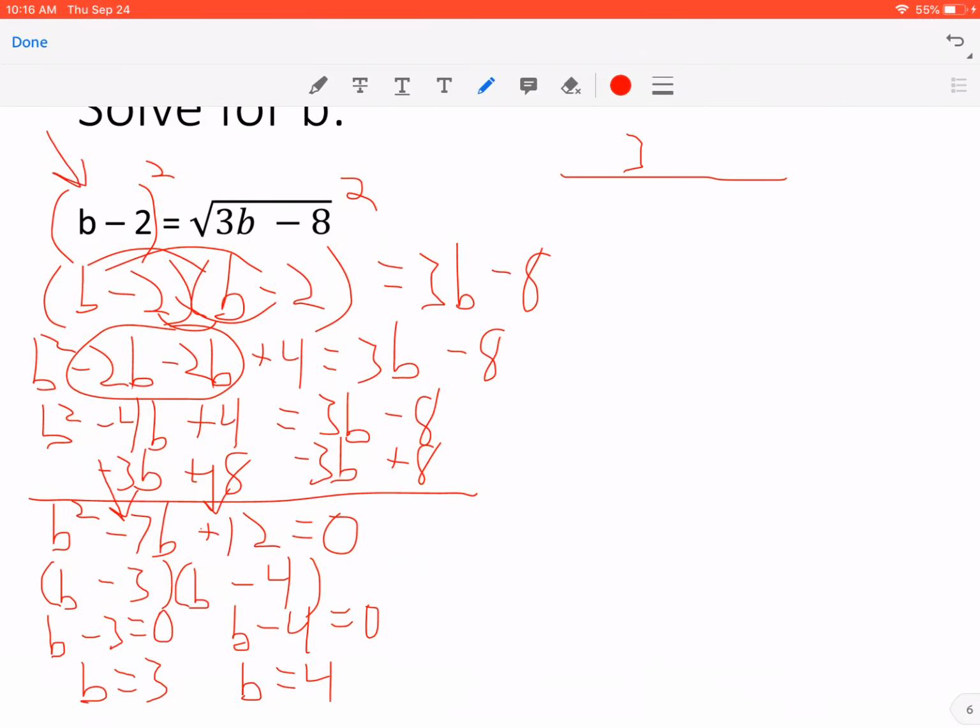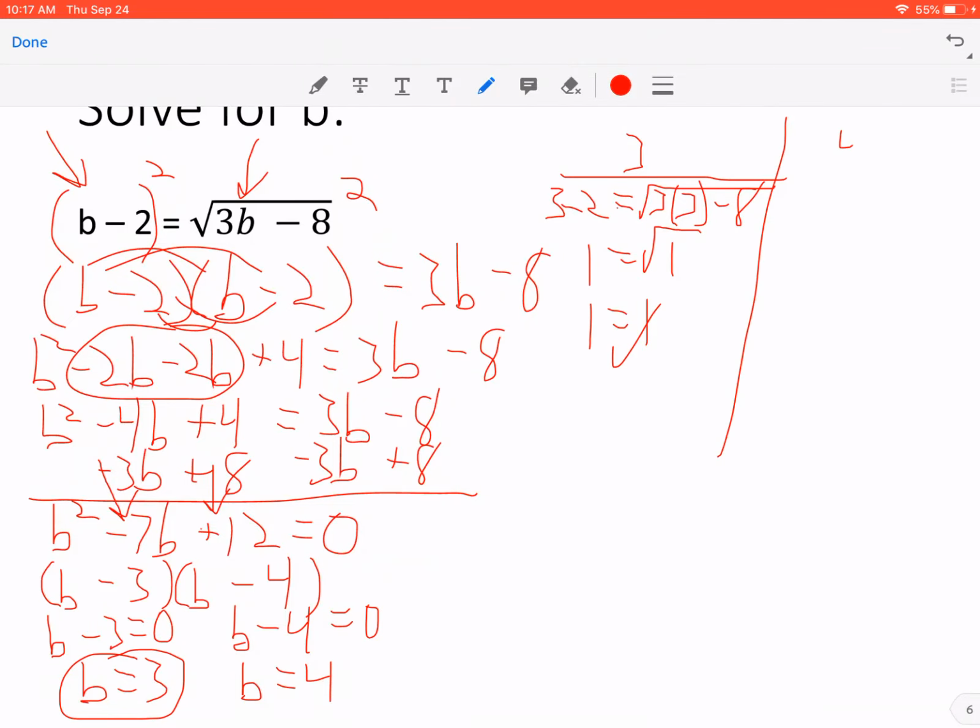So that's 3 minus 2 equals, I'm going to plug it in here. That's 3 times 3 minus 8. Well, what's 3 minus 2? 1. What's 3 times 3? 9. What's 9 minus 8? 1. Is the square root of 1 equal to 1? Yes. So that works. Circle 3. Good answer.